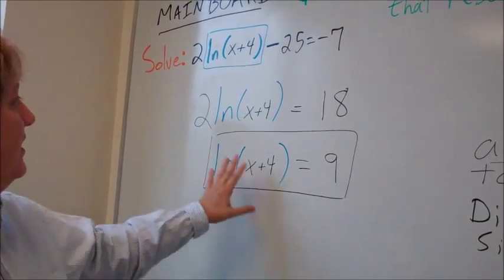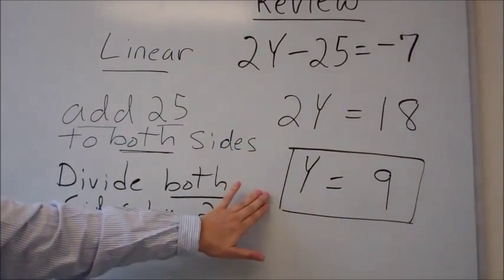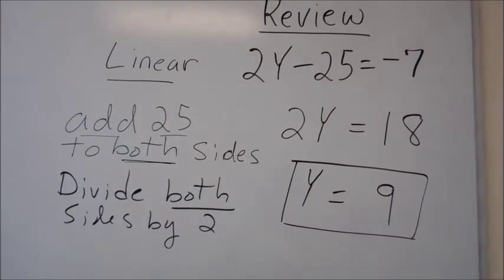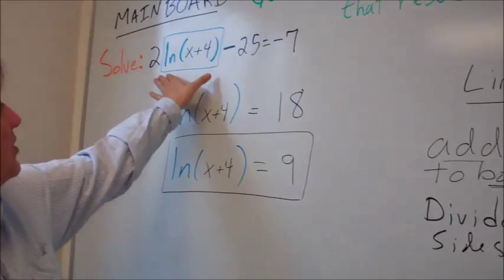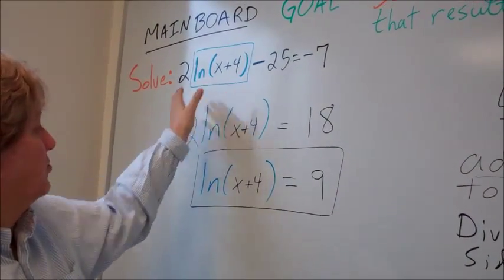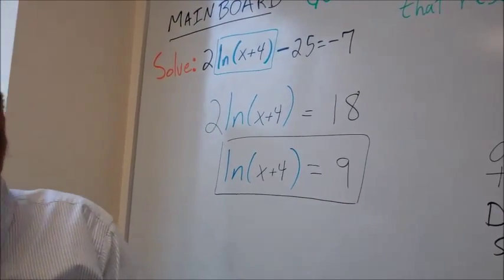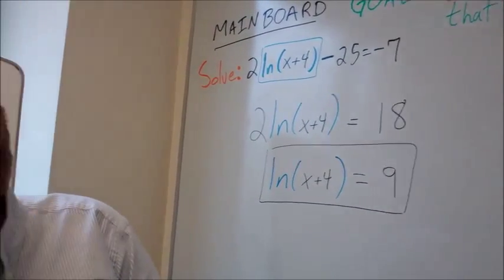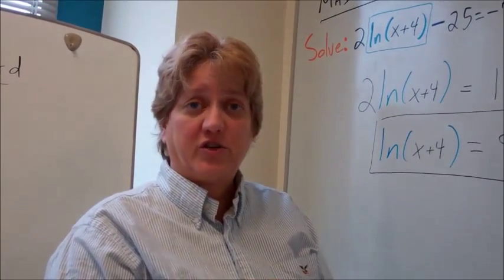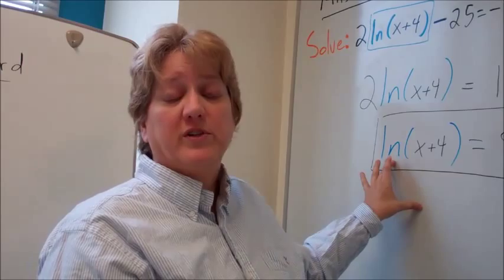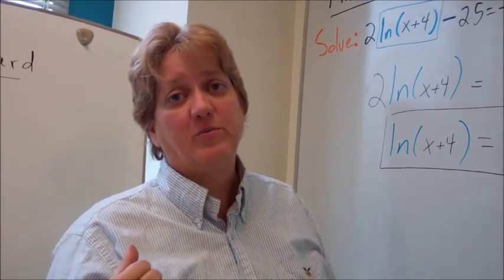Notice a similarity between what we've done here and what we've done here. Here we have y equals 9, our variable isolated equals 9. Here we have the variable expression, the logarithmic expression, isolated equal to 9. Alright, now we're going to have to do a little bit of skill intervention in order to remove this logarithmic expression from both sides. So let's move over to our sideboard.